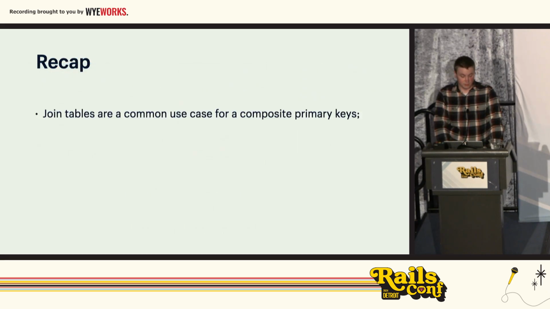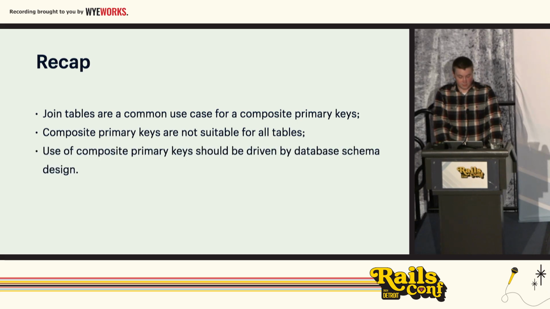So in this section, we learned that join tables are the most common example to use composite primary keys. Composite primary keys are not suitable for every single table, and the use of composite primary keys should be driven by database schema design.